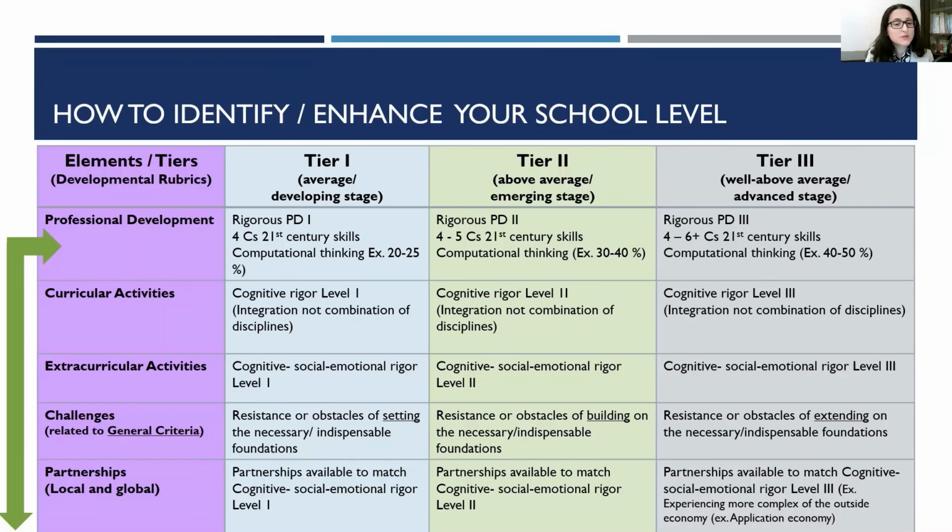As for the partnerships, here, partnerships locally and globally should be available to match the cognitive, social, emotional rigor level. If you're doing tier 1, these partnerships should match this level. If you're doing tier 2, the partnerships should match tier 2 and tier 3 as well. And tier 3 is the highest level of STEM in your school.